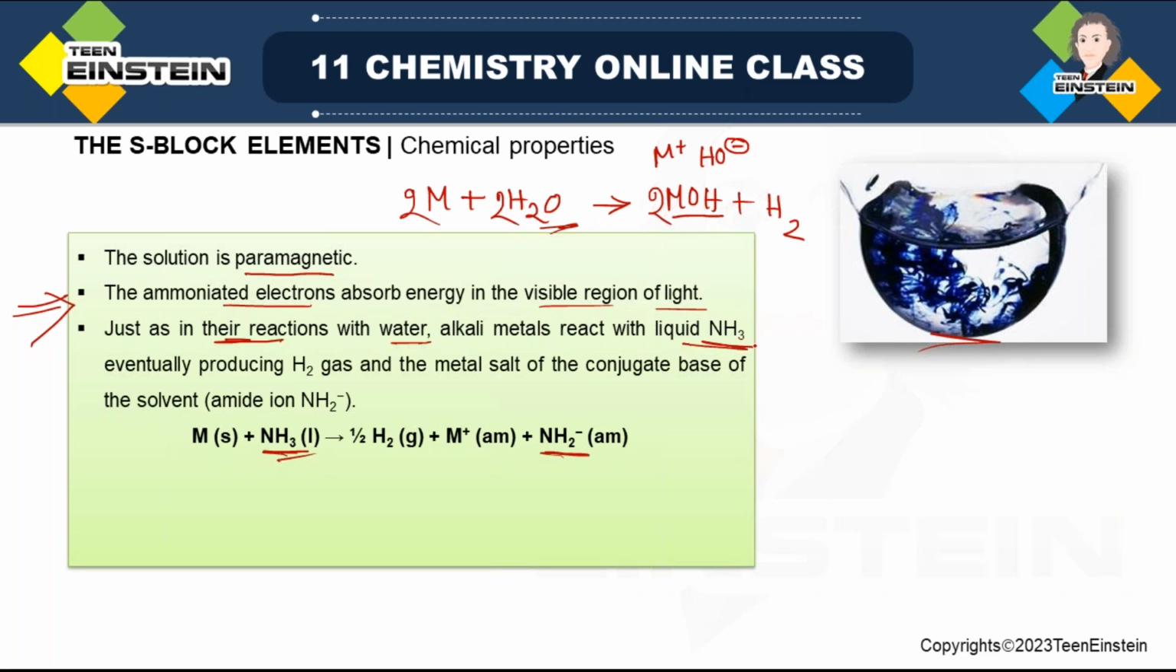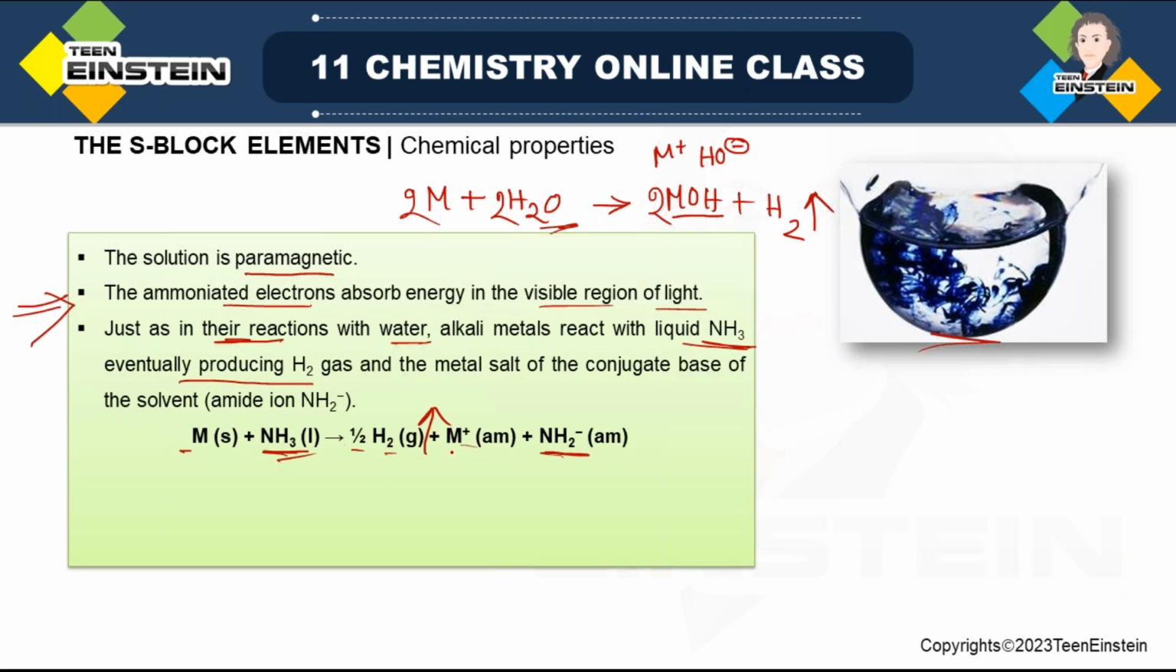They also react with liquid ammonia and produce hydrogen gas. So here also hydrogen gas is produced when they have reacted with water, and now they are reacting with ammonia. Here also you are getting hydrogen gas, and this hydrogen gas is basically half hydrogen. If you put 2 M and 2 NH3, then it will be 1. That is, the coefficient will go from half to 1.